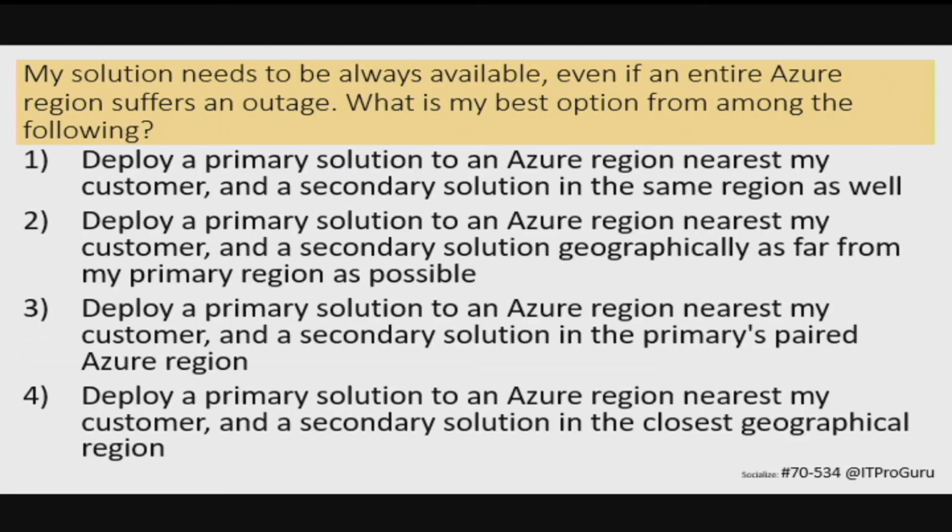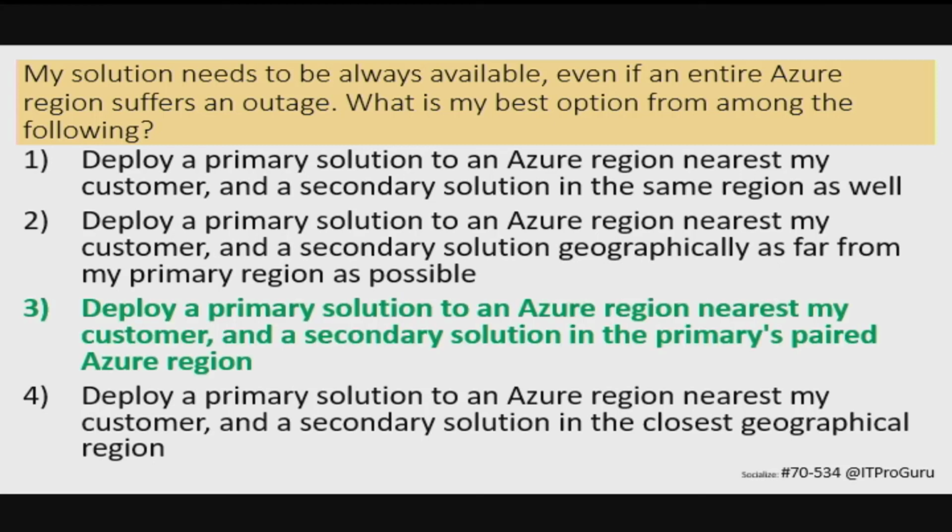My solution needs to always be available, even if an entire Azure region suffers an outage. What is my best option from among the following? This is kind of wordy, so I'll just get into it. So it's number 3. I could deploy a primary solution to an Azure region nearest my customer and a secondary solution in the primary's paired Azure region, because that way I have the best chance of my application coming back up.